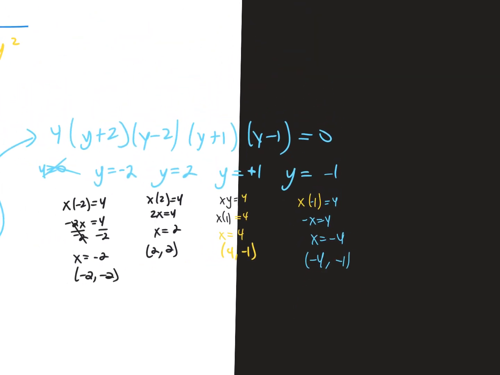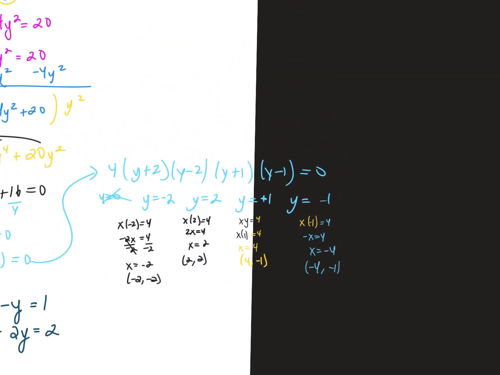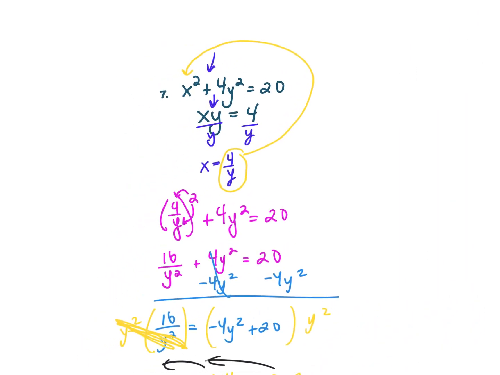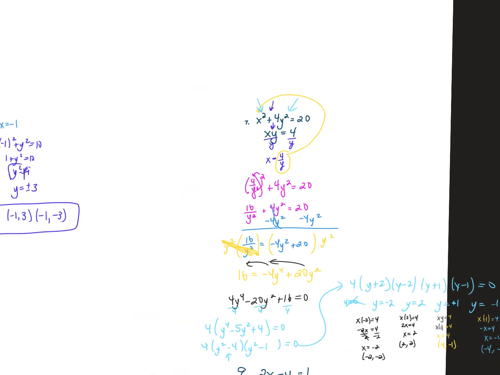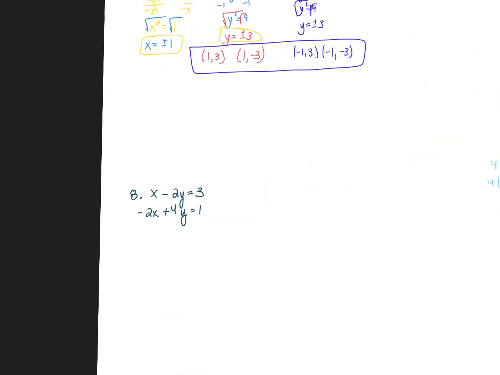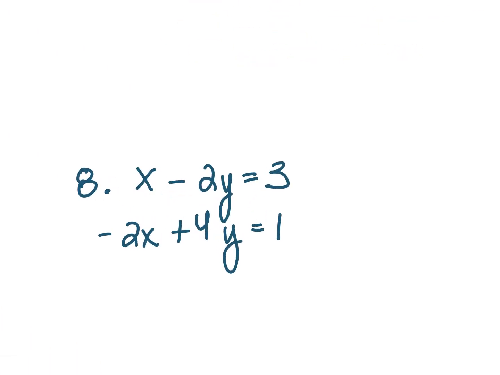How many answers did I get? 4. Perfect. Did I already know I was going to get 4 answers from the very beginning? It says right here, hey, I have 2 x's and I have 2 y's. That's just an algebra problem right there, kiddo. All right, last 2, and then we're done until word problems. Are these word problems? Yes, we're going to do this tomorrow.